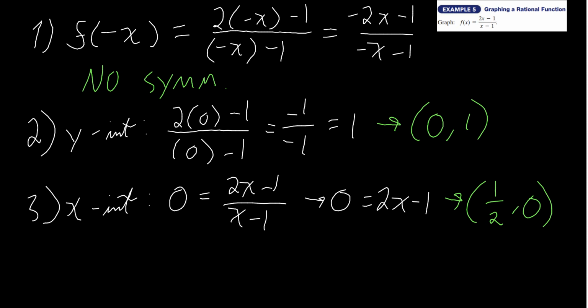And again, that's just in case I lost you. I take this, solve for 0, add 1 to both sides, and end up with 1 is equal to 2x, and then divide both sides by 2.